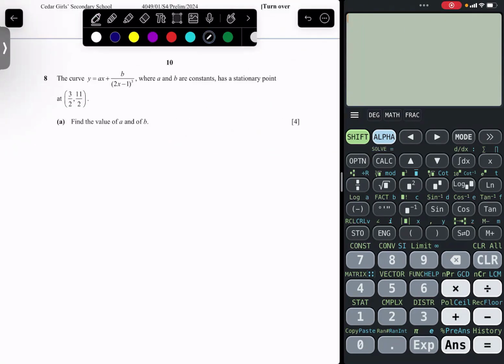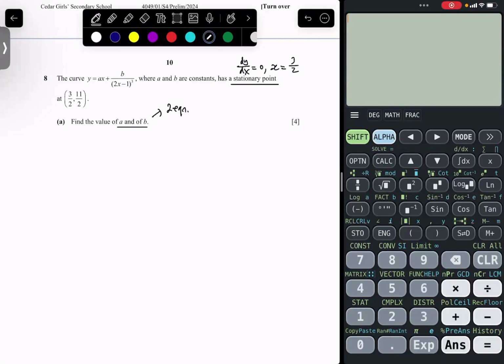The curve y equals (ax plus b) over (2x minus 1) cubed, where a and b are constants, has a stationary point at (3/2, 11/2). Find the values of a and b. So what I'm taking from this question: since they mentioned stationary point, that means dy/dx equals 0 when x equals 3/2. And since they say find the values of a and b, there are 2 unknowns, which means I need at least 2 equations to solve it.